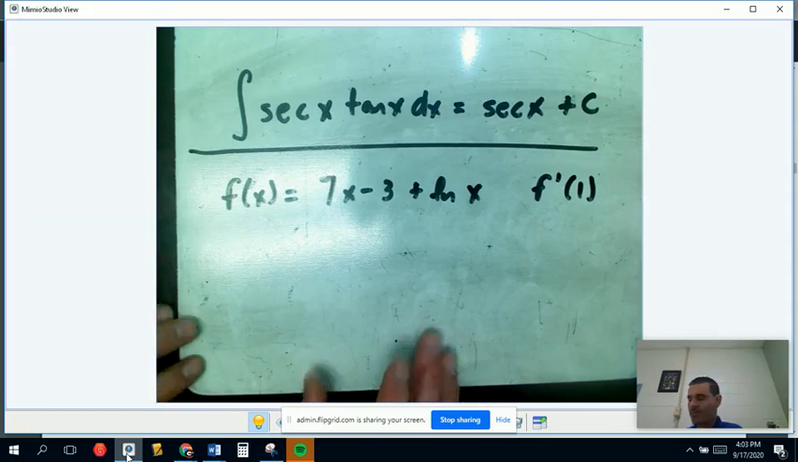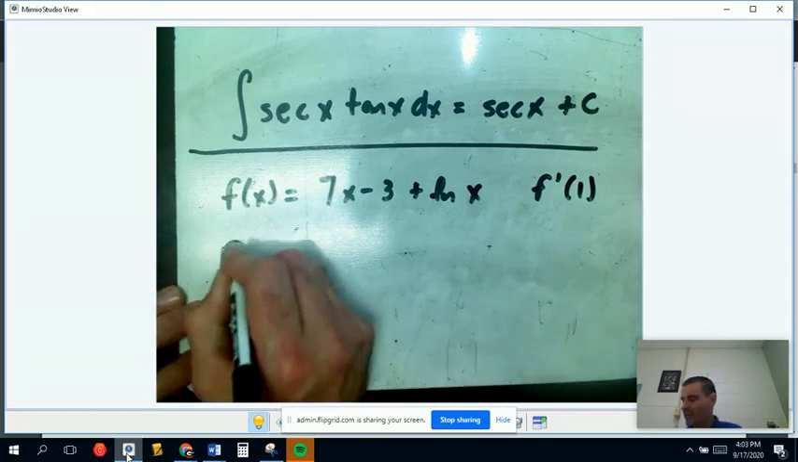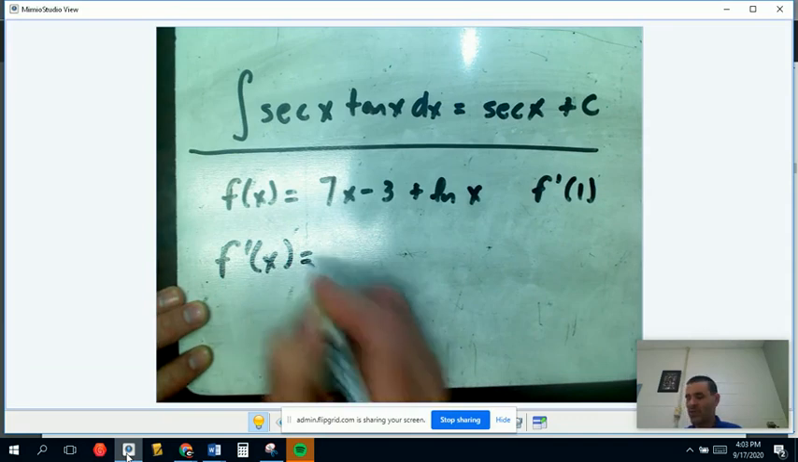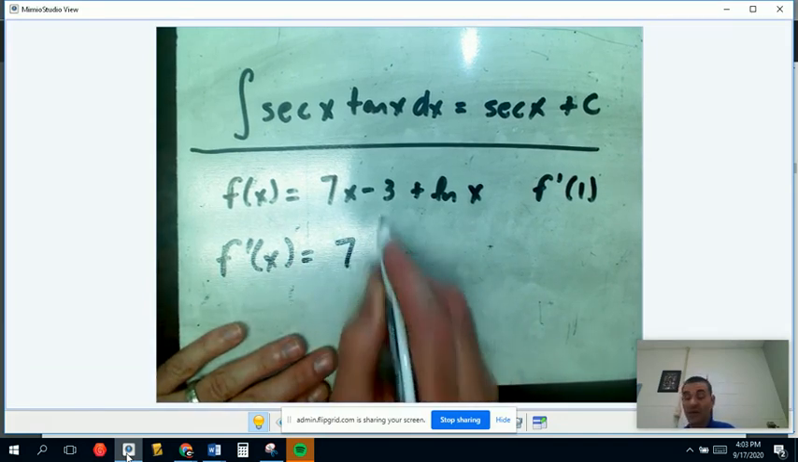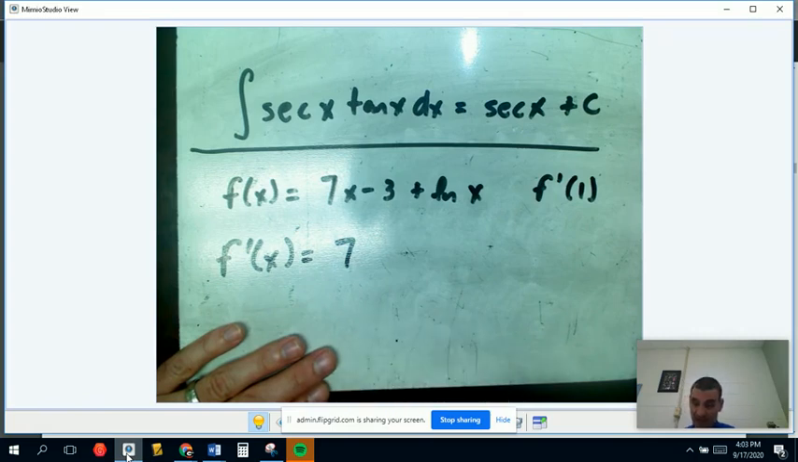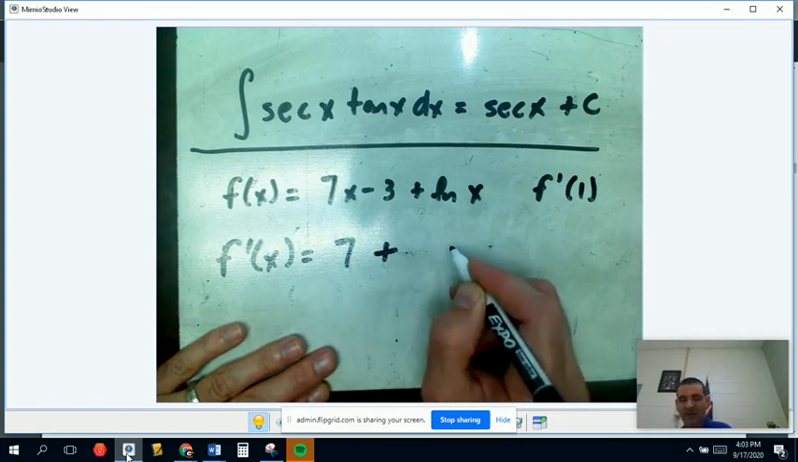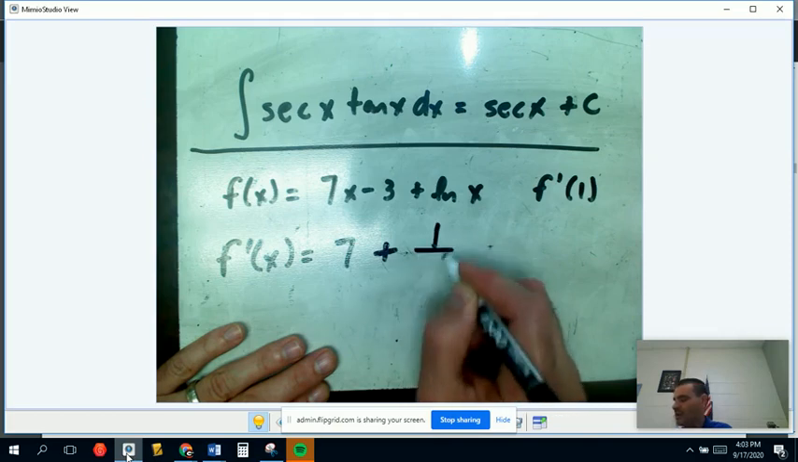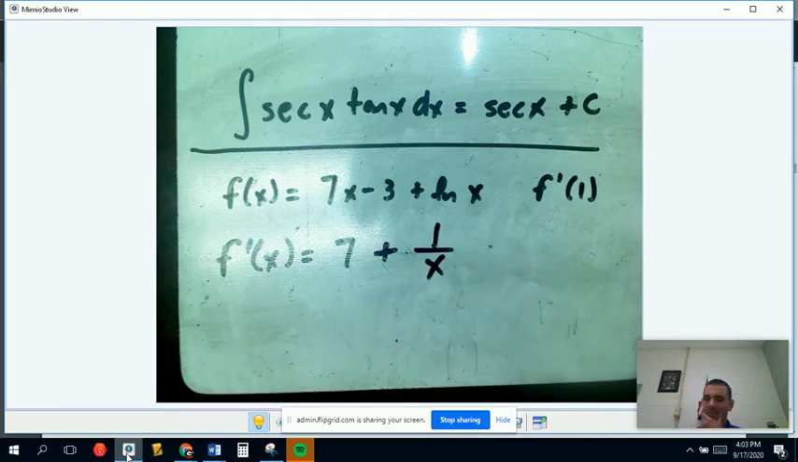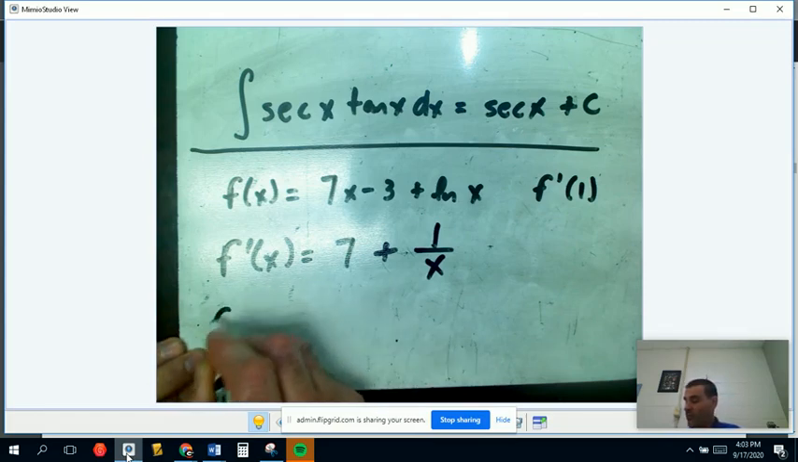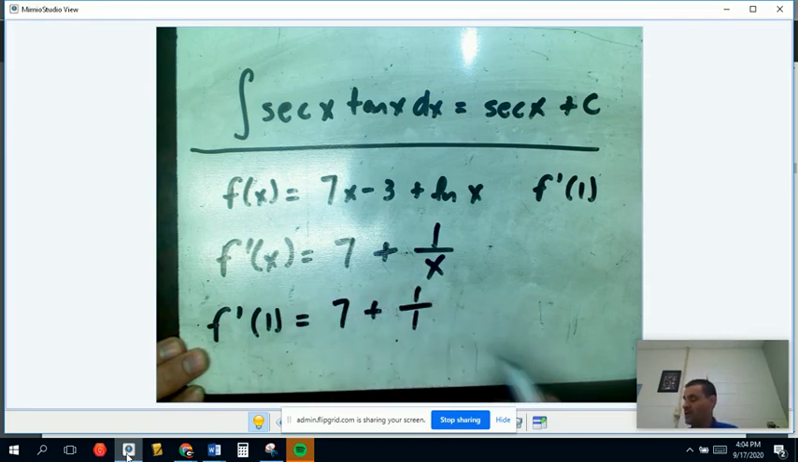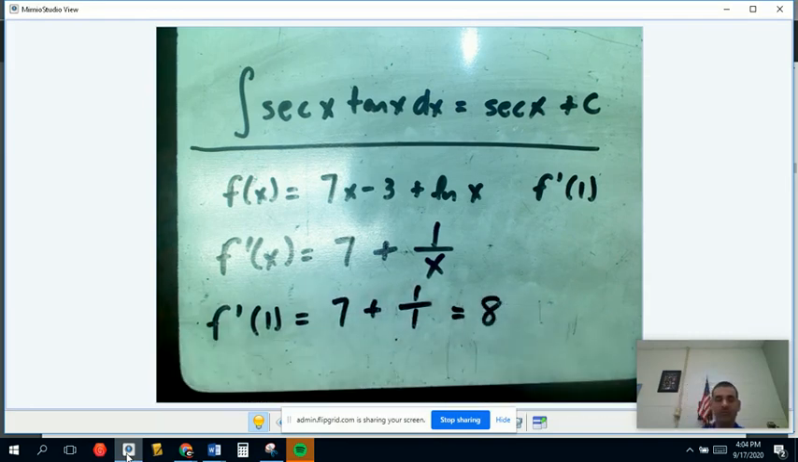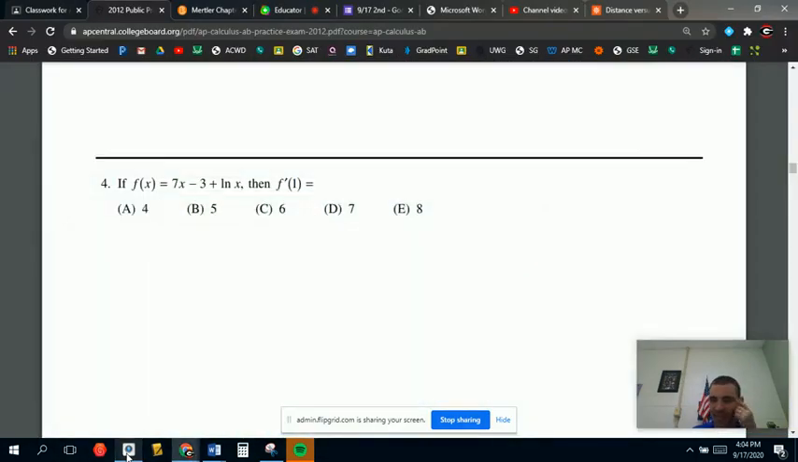Well, before you worry about f prime of 1, don't worry about the 1 yet. Just find the derivative, which if you know your derivatives, this one's pretty simple. The derivative of 7x is just 7. The derivative of any constant, negative 3 here, would be 0. And we need to know that the derivative of the natural log is 1 over x. Important that we know that. So this is a new function, the derivative, and now we want to evaluate this new function at the value 1. Here it looks like it's going to be 8. So the correct answer is going to be E for that one.